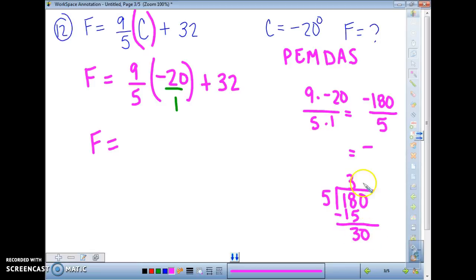And then 5 into 30 is 6. So it looks like it gives us a negative 36, doesn't it? So that's what we put in the place of this part right here. We just figured out that 9/5 times negative 20 over 1 is the same thing as negative 36. So I get negative 36 plus 32.